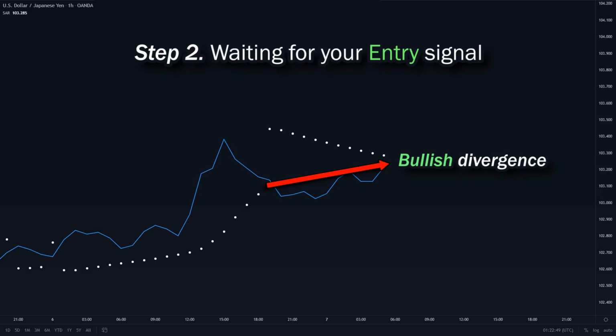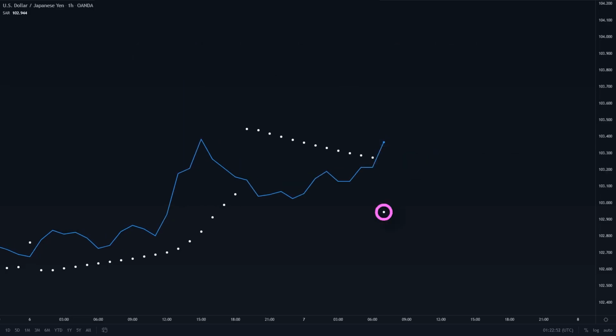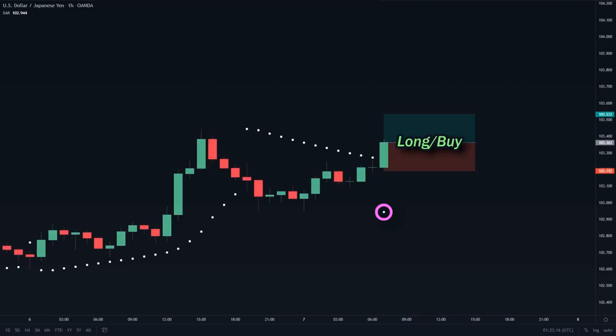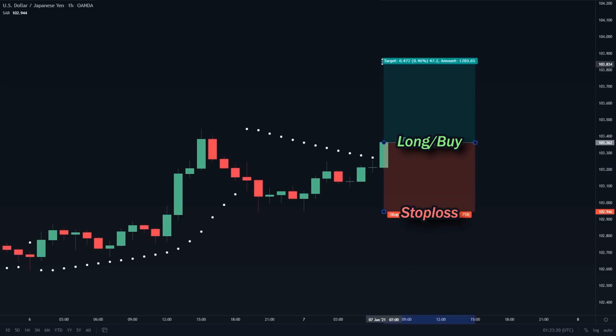Now the next step is waiting for your entry signal. For your entry signal, after the bullish divergence has been formed, you want to further confirm the bullish momentum by waiting for the Parabolic SAR to switch below the price. So once this happens, you enter a long position. Now for your stop loss, you can place it at the Parabolic SAR and set your profit target at 1.5 times your stop loss.